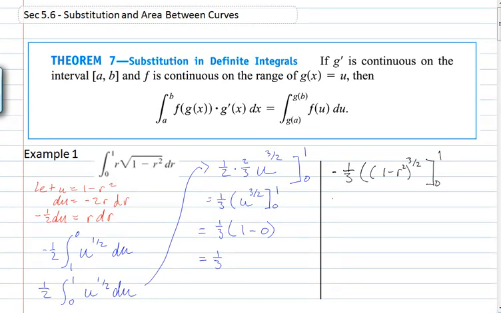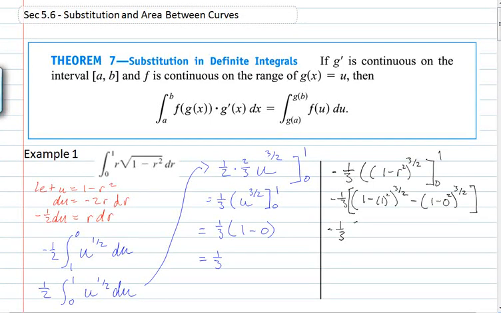All right, so this becomes, when I plug in my upper bound, negative 1/3 times 1 minus 1 squared raised to the 3/2 minus 1 minus 0 squared raised to the 3/2. So far, so good? All right. 1 minus 1 is 0. 0 raised to any power is 0. 1 minus 0 is 1. 1 raised to any power is 1. And we end up with negative 1/3 times negative 1, which is 1/3.